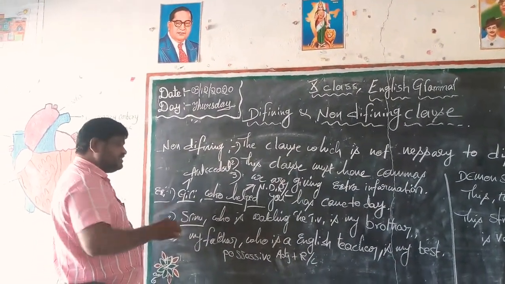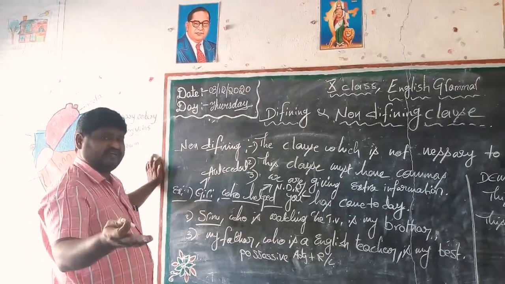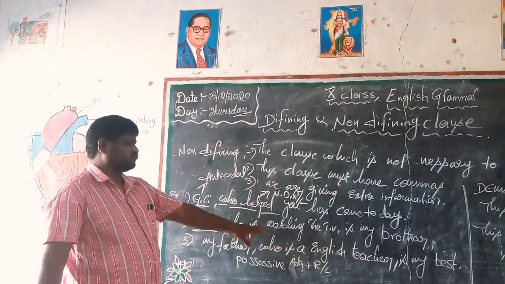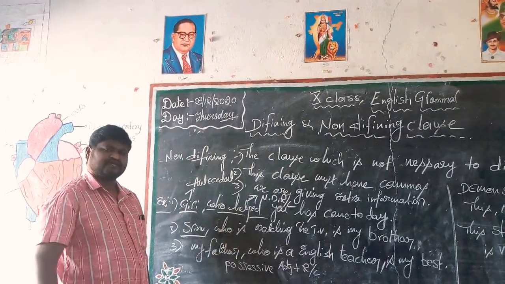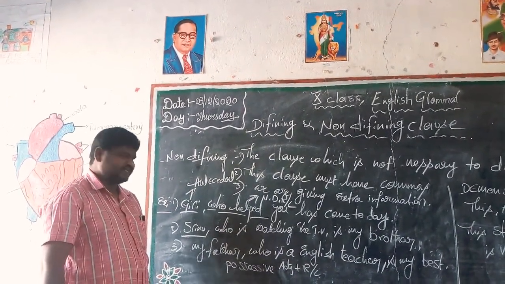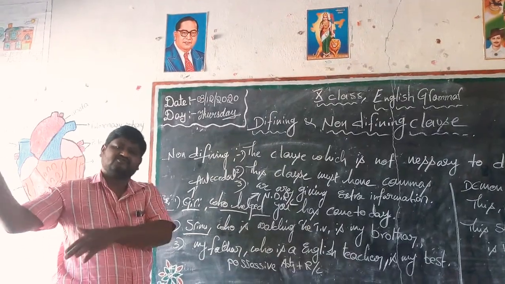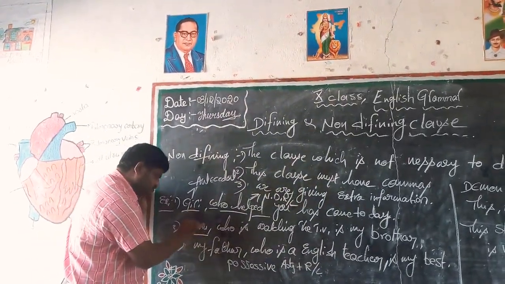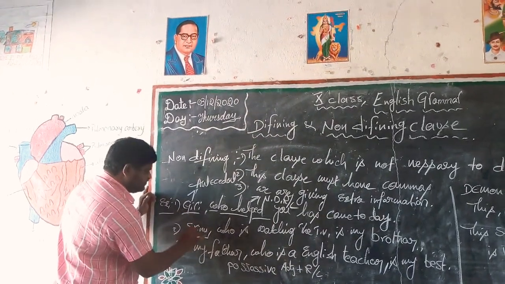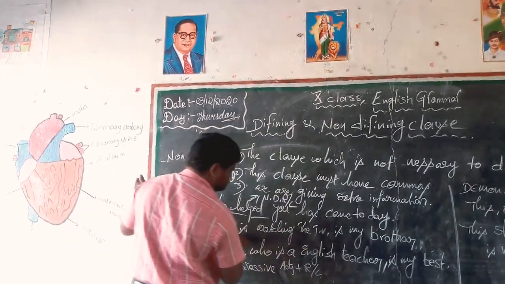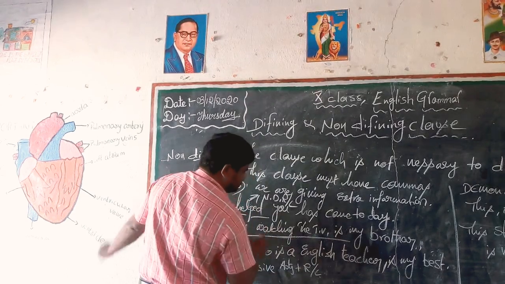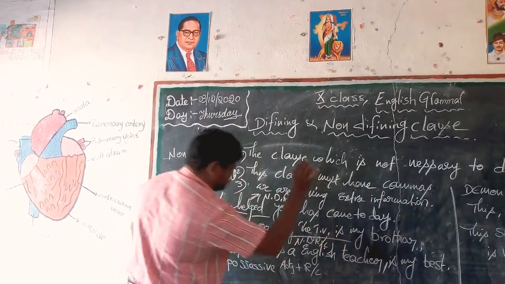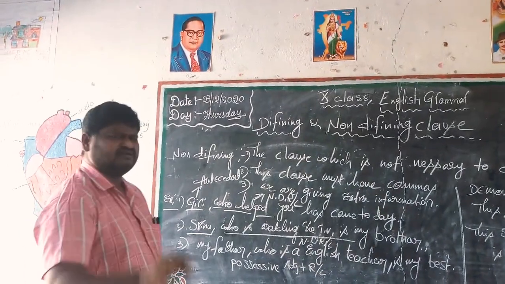Who is watching? Sriram. Sriram is watching the TV. That is the sentence, no? Sriram, who is watching the TV, is my brother. Who is the brother? Sriram is my brother. He has to watch the TV. So here, he has to mention him particularly. So that's why we are calling this a non-defining relative clause.